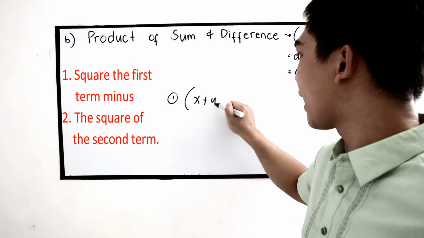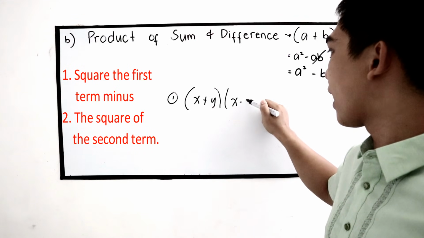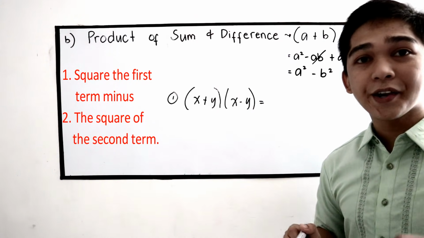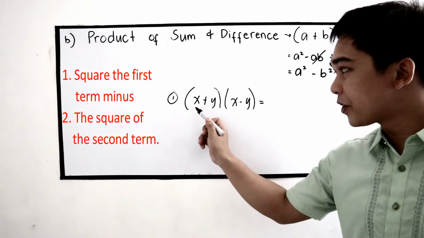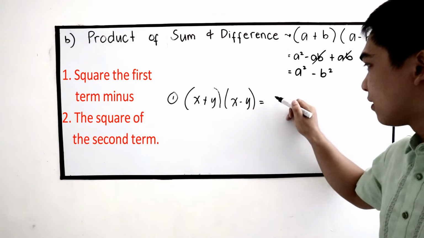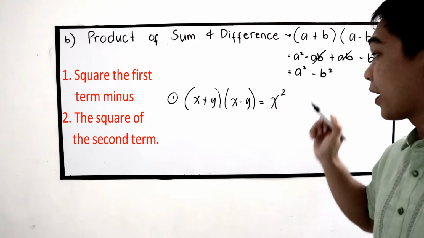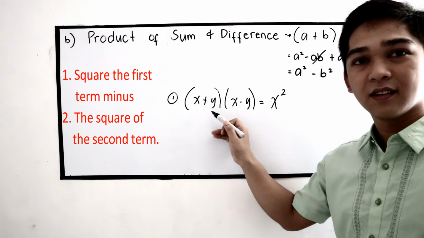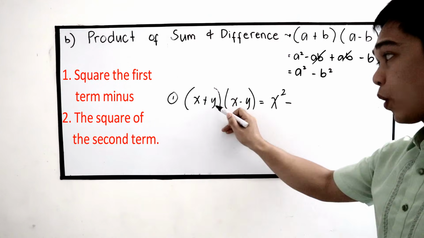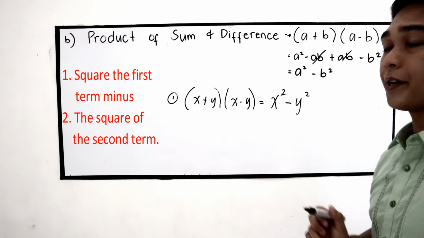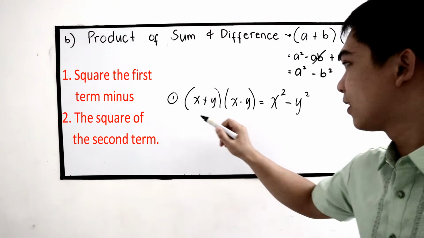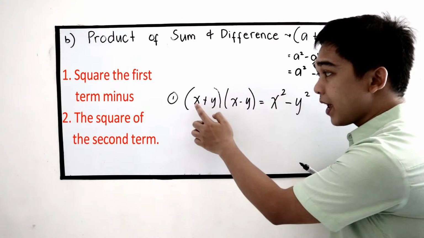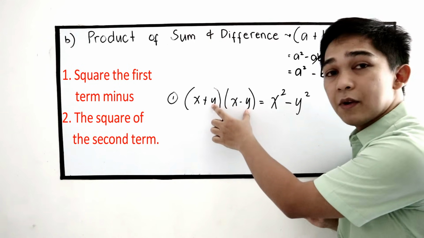(x + y)(x - y). The shortcut is to square the first term. The first term is x, which will give us x squared. The second term is y, so our sign is minus, and we square y, giving y squared. Take a look at the given: the terms a and b must be the same.